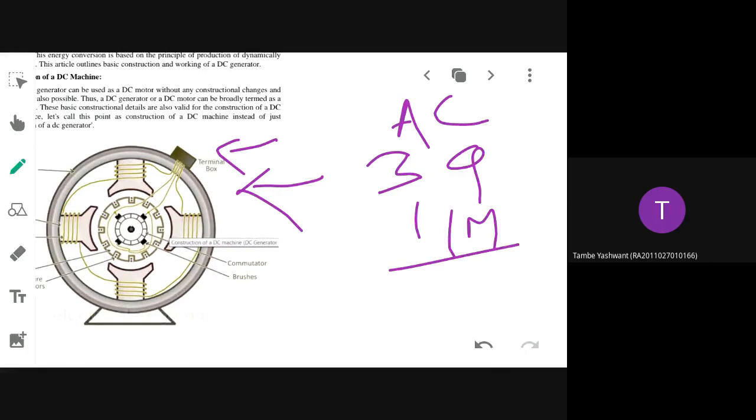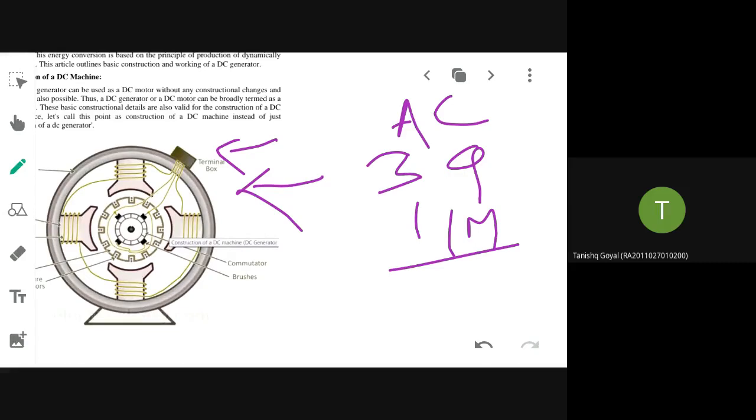Plus, in addition, you draw core type and shell type transformer also. You know how to do core type and shell type. Yesterday I taught you that. So the DC machine construction, three-phase induction motor construction, and core and shell type transformer: four diagrams you have to draw, write the pre-lab and post-lab, and submit as an assignment.